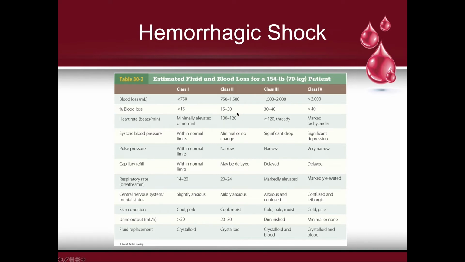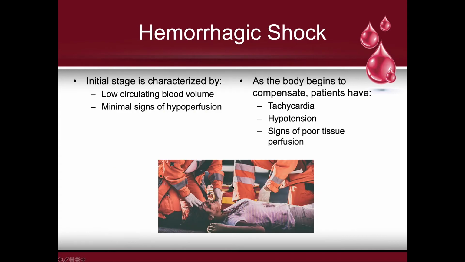Now, when you get to 15 to 30%, that's 750 to 1,500 milliliters of blood loss. Now you're going to see a mild tachycardia, 100 to 120. You may see minimal or no change in systolic blood pressure, but you'll have a narrowing of your pulse pressure. That means your systolic and diastolic blood pressures are getting closer together. Capillary refill may be delayed, probably not. Respiratory rate is a little faster than normal, but hard to pick up.